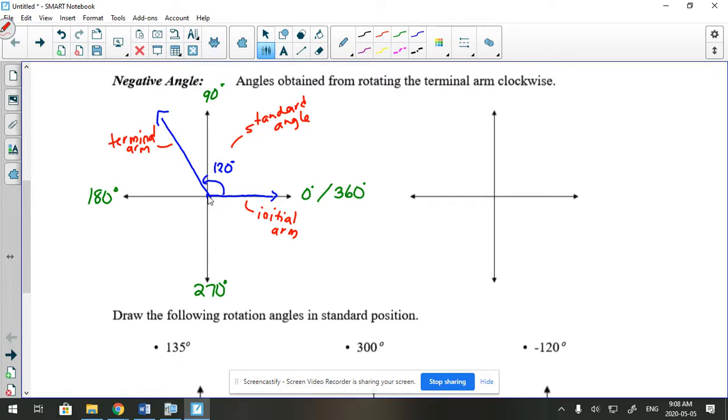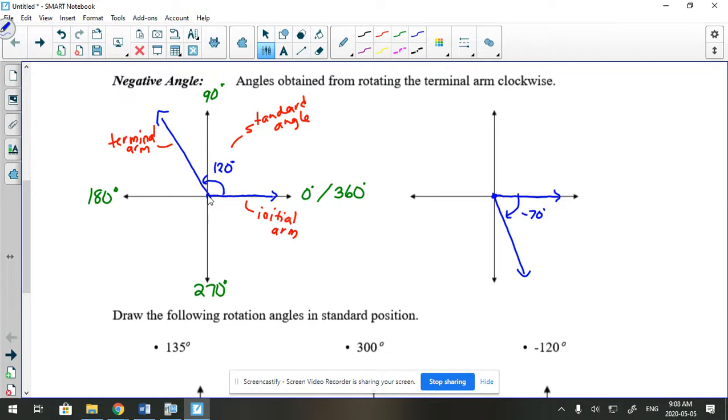Another thing you can have is a negative angle. So the starting point is always the same. Start at the origin. Your initial arm is always matched up with the x-axis. If it's a negative angle, that means you're going backwards to draw it. So I'm going to do negative 70. That means I'm going this way, negative 70 degrees. So I'm going the opposite direction than I usually would.